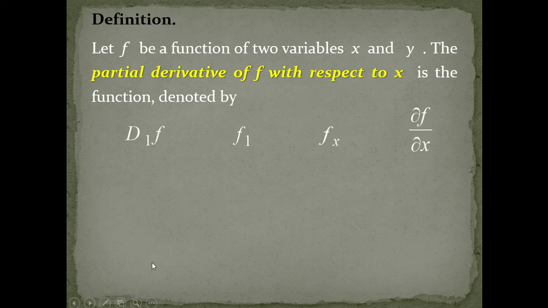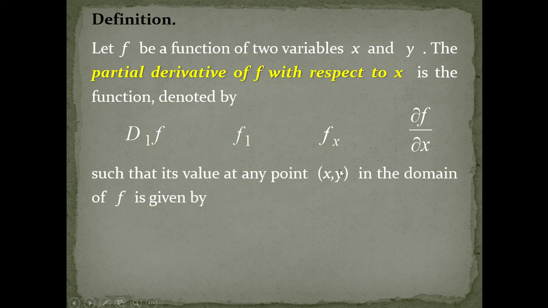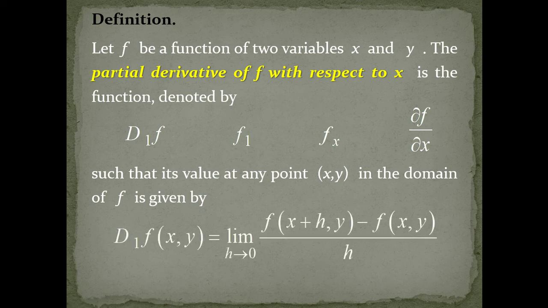So we have here four different notations. We have D1f, we have f1, we have f sub x, we have the partial derivative of f with respect to x. To represent this partial derivative of f with respect to x, its value at any point with the coordinates x and y in the domain of f is given by this. D1f of x, y is equal to the limit of f of x plus h, y minus f of x, y, divided by h as h approaches 0.